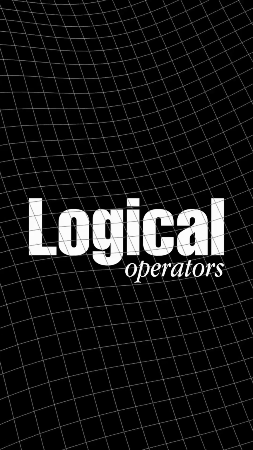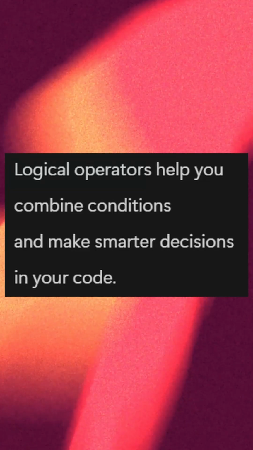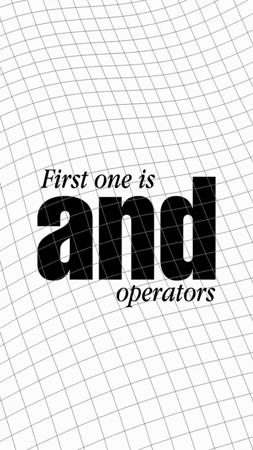Today's topic is logical operators in Python. Logical operators help you combine conditions and make smarter decisions in your code. There are 3 main ones. The first one is the AND operator. It returns true only if both conditions are true.